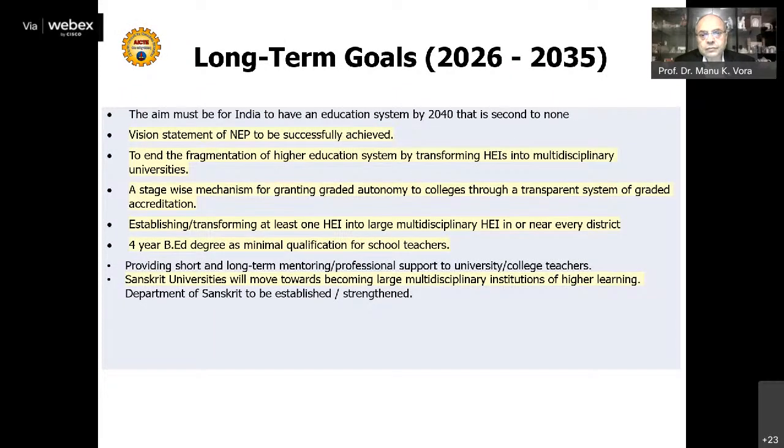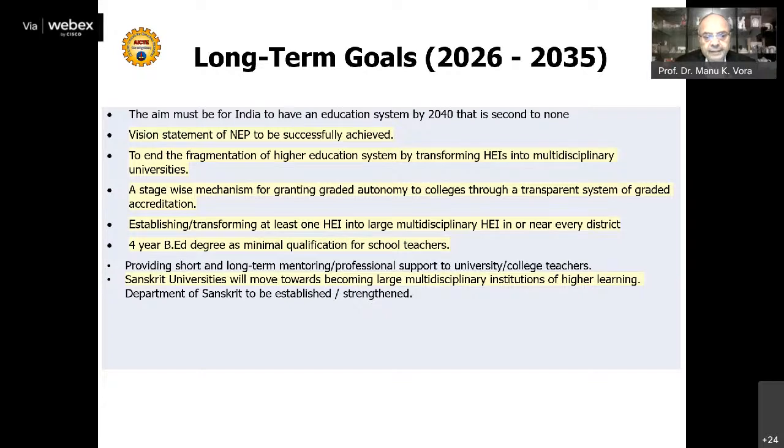Now, on the long-term goals for the last 10 years, 2026 to 2035, the vision of the NEP 2020 should be successfully achieved. Reduce the fragmentation of higher education system by transforming higher education institutes into multidisciplinary universities, and it should be one for every district, one multidisciplinary HEI in or near every district. There are well over 800 districts now in India, according to the latest data, 812.